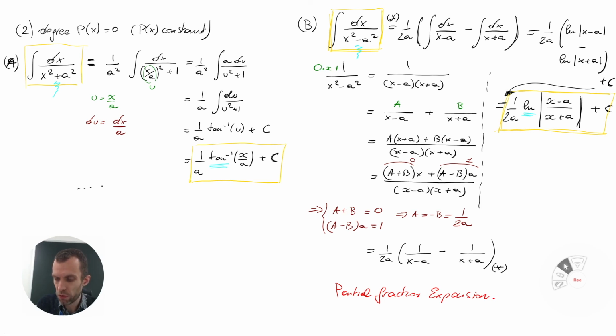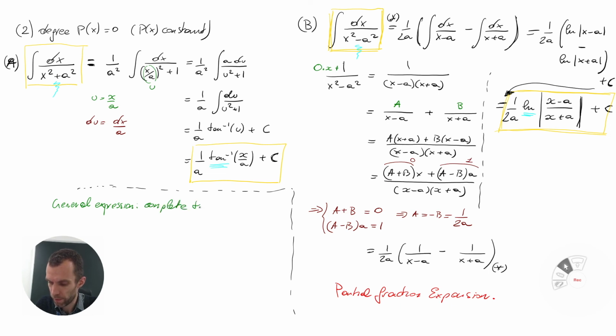And then just to finish off, now that you have these 4 standard cases, what do you do if you have a general quadratic expression? You just have to complete the square. So for instance, if you have dx over x squared plus 4x plus 5, that's not something that we can treat with what we already know, but we can write the denominator as (x plus 2) squared plus 1.